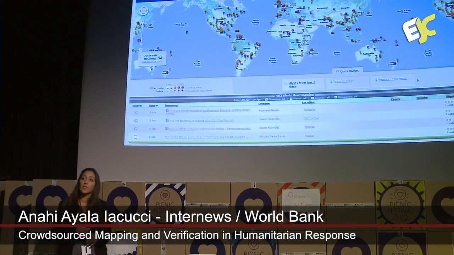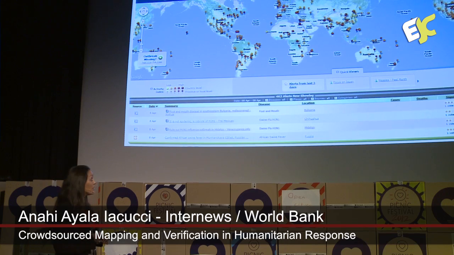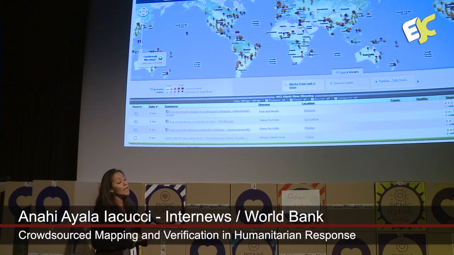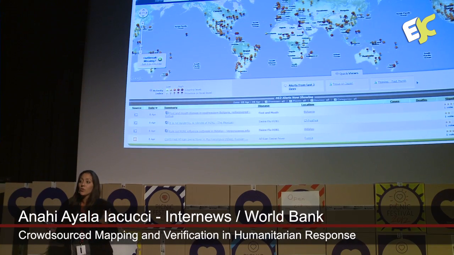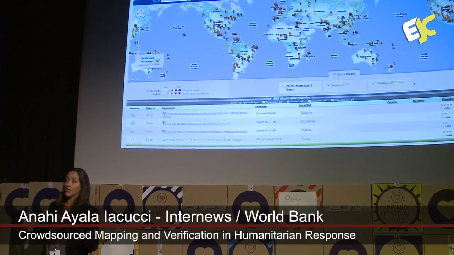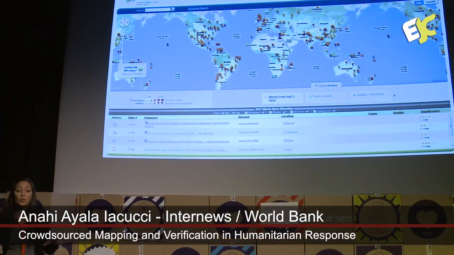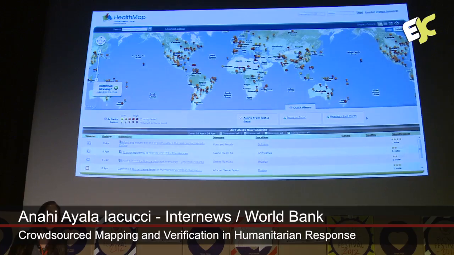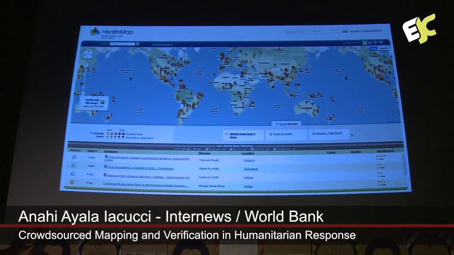What Health Map does is that it is a project that has been going on for several years now. What they do is that they map news, media news related to disease. The way they do it is that they don't have volunteers working on it, filtering every single piece of information and mapping it.